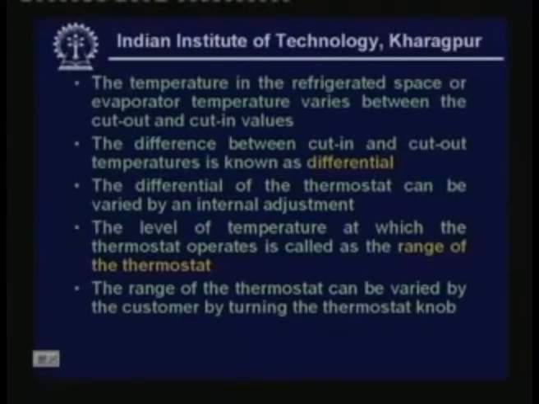And the range of the thermostat can be varied by the customer by turning the thermostat knob. As a customer you can change the range. That means if you want a colder setting, you can push the operating temperatures to a lower temperature by turning the thermostat towards the colder side. This you might have seen in your domestic refrigerators. When you turn the thermostat knob to the colder side, instead of operating between 9 and 10 degrees, it may operate between 5 and 6 degrees. So this is in the hands of the customer.